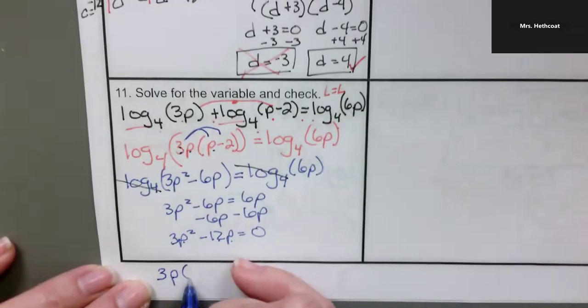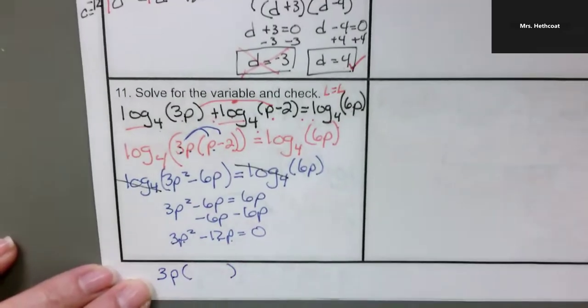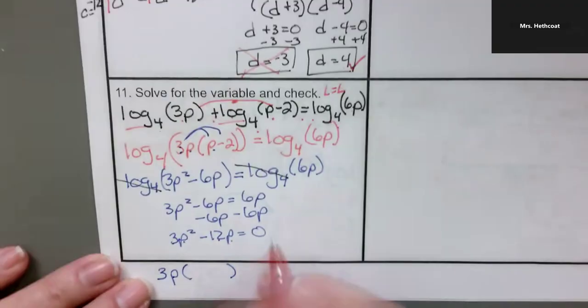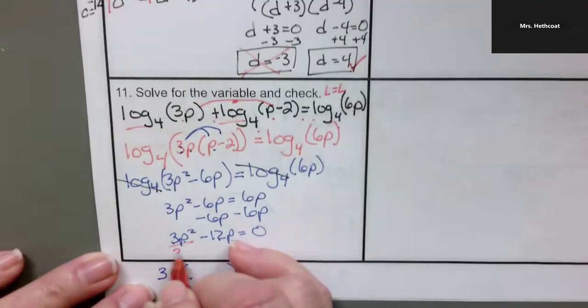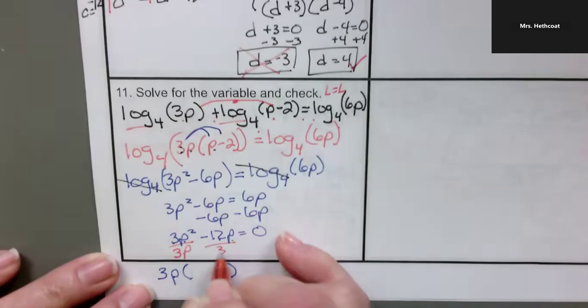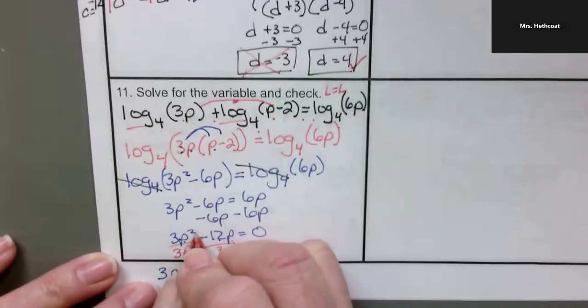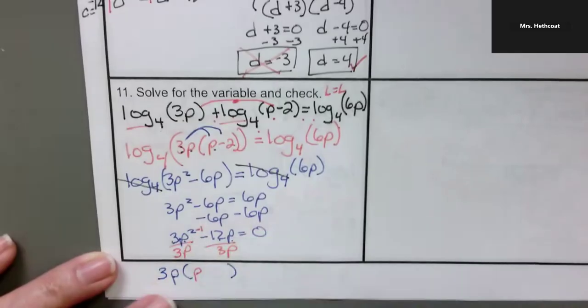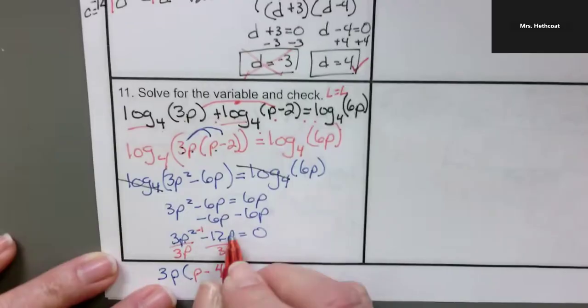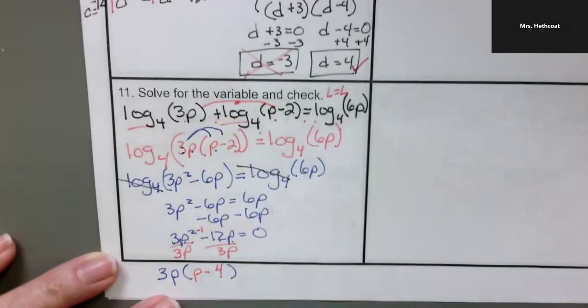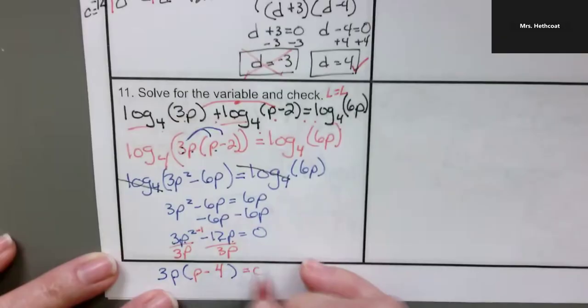Now we have to see what we're left with. Now I know some of you get confused on how we figure out what's left over, so I want to try to explain it well again. So we are dividing both of those terms by 3p. 3 divided by 3 is 1. P squared divided by p is p, because that would be like 2 minus 1. 12 divided by 3 is 4. P divided by p is 1, so it stays as just p minus 4. That equals 0.